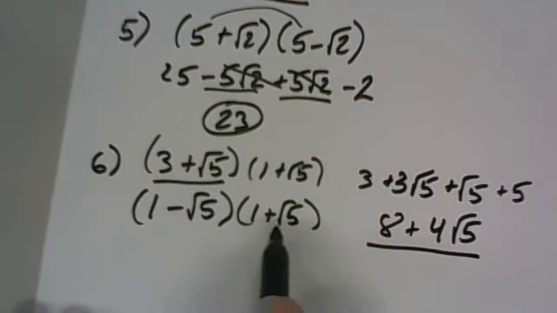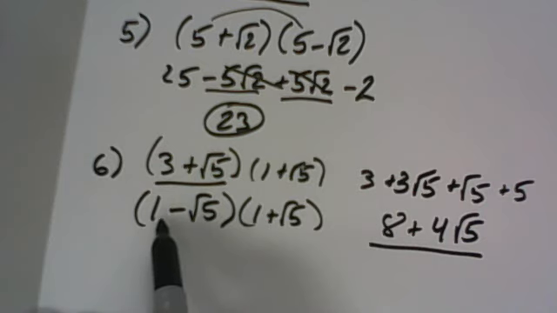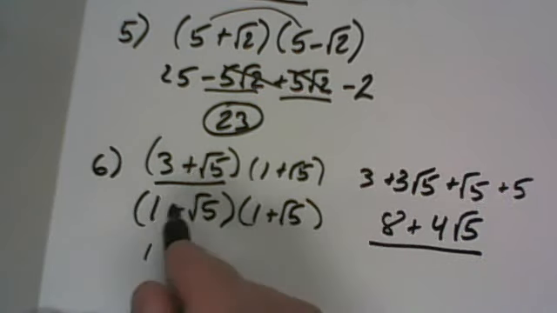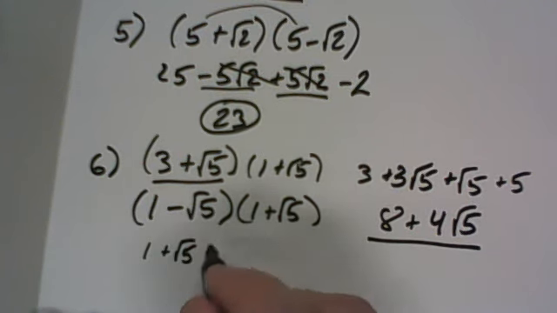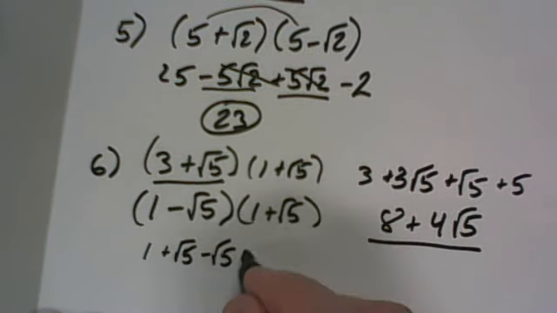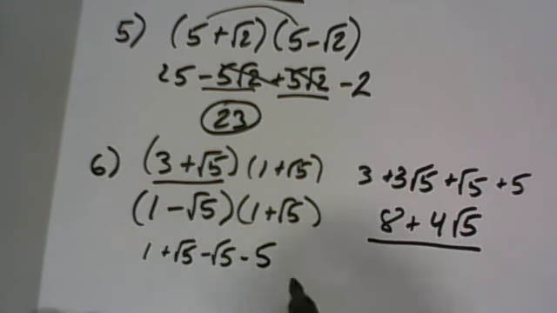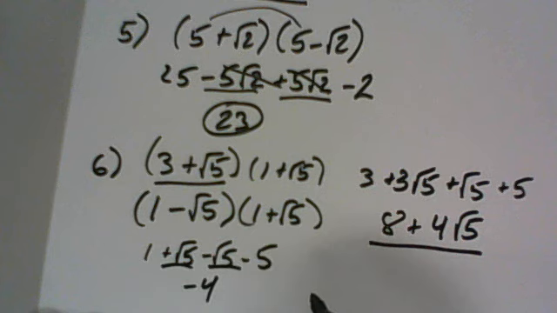Then I'm going to multiply the bottom. And if I do this right, hopefully I get just a regular number, a whole number. So let's try this. 1 times 1 is 1. 1 times radical 5 is radical 5. Negative radical 5 times 1 is negative radical 5. And negative radical 5 times positive radical 5 is negative 5. 1 minus 5 is negative 4. And then the radical 5s cancel each other out. They're 0. So this is all over negative 4.